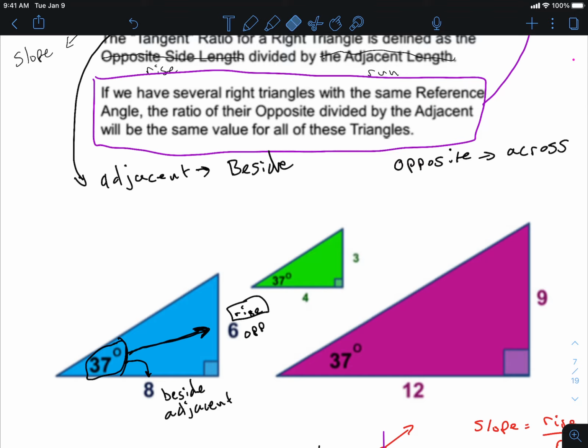Okay, does anybody have any questions with that? These are just kind of like synonyms for one another, okay? Opposite, across, adjacent, beside. Okay, that's how I've remembered it.